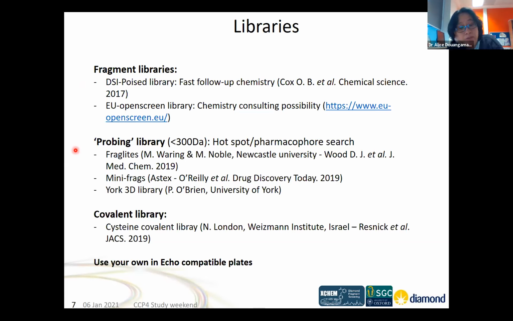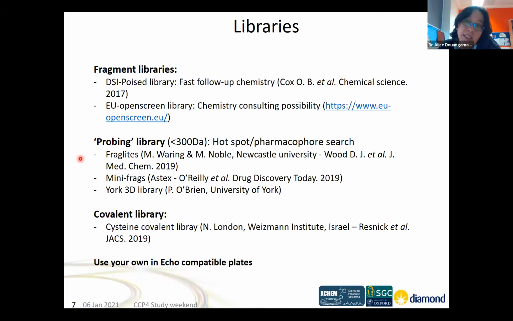Then the other libraries we were very interested in, we've grouped them into probing libraries. There's the FragLights. Basically, these are very small compounds, less than 300 Dalton. And the idea is that we would look for hotspots of pharmacophore. The FragLights are going to be even weaker binders. And in each of the libraries, there's a way of seeing them. The FragLights has some highlights that you can use to identify them.